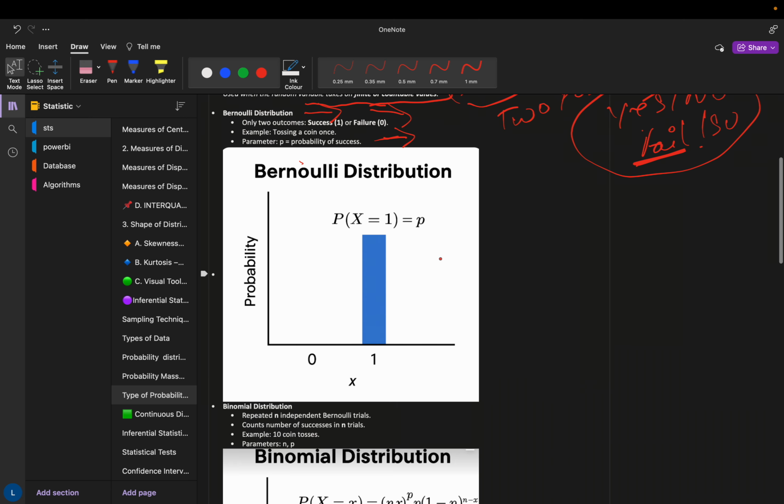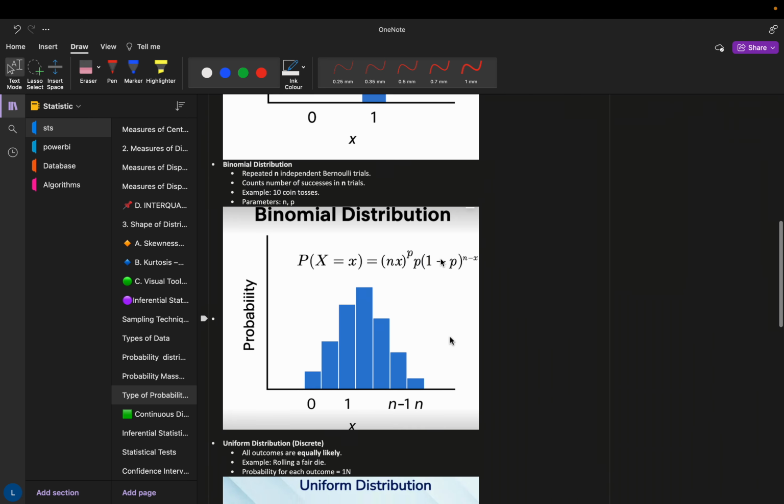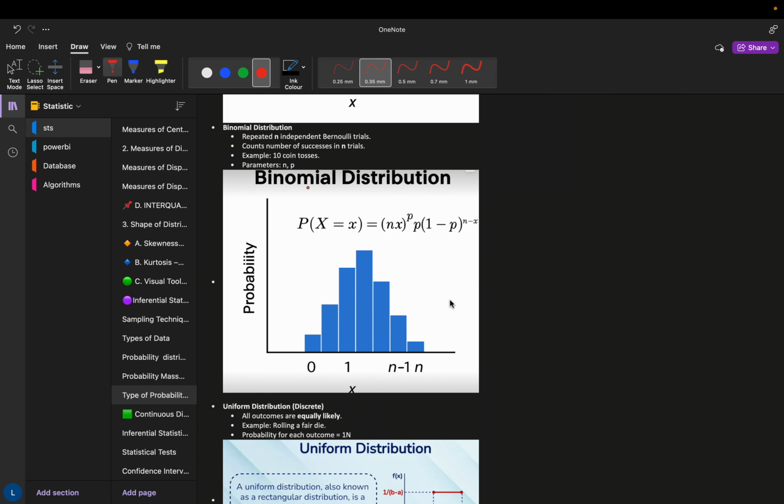All right, but now let's talk about binomial distribution. When we perform our Bernoulli trial for n independent times, and count the number of successes in the trials. For example, we normally toss a coin 10 times. All right. Well, speaking about the parameters, here we have n and p.